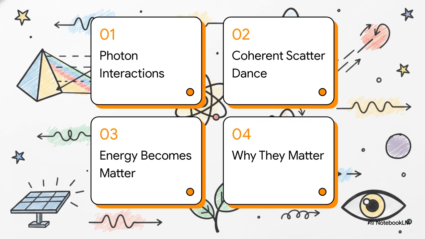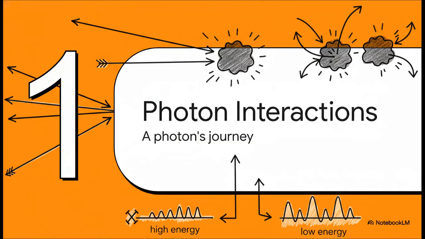All right, so here's how we're going to break it all down. First, we'll set the stage with the absolute basics of how photons and matter even talk to each other. Then, we're going to dive deep into our first case study, this really low-energy thing called the coherent scatter dance. After that, we are going to climb way up the energy ladder to see something that is, frankly, mind-blowing. The moment pure energy becomes actual matter in a process called pair production. And finally, we'll bring it all together and figure out why these two completely different events actually matter in the real world. Okay, so let's get into it.